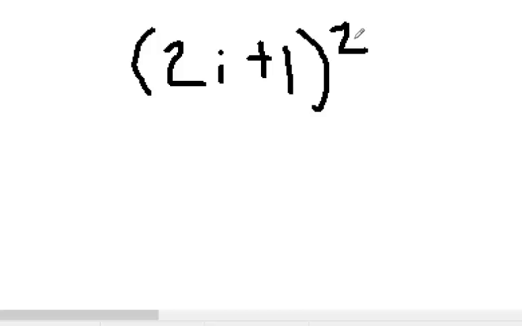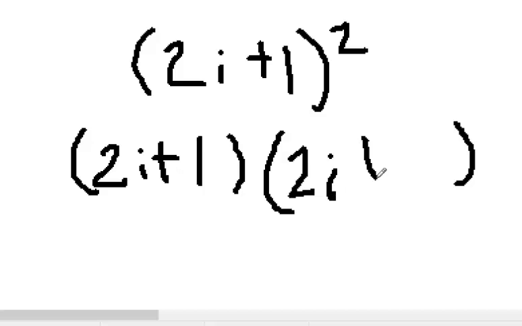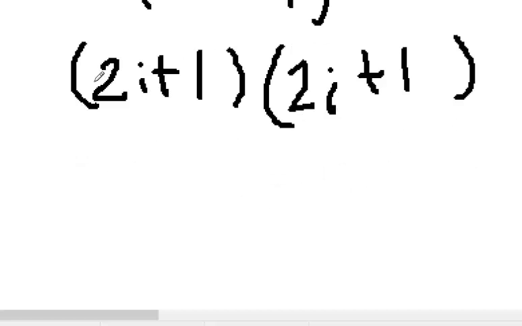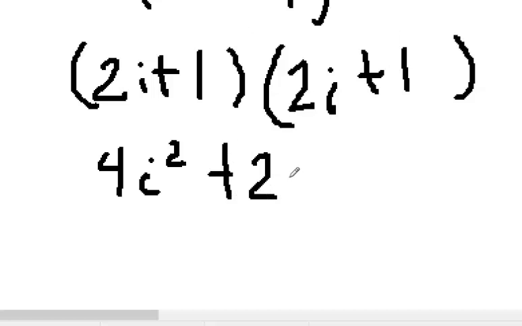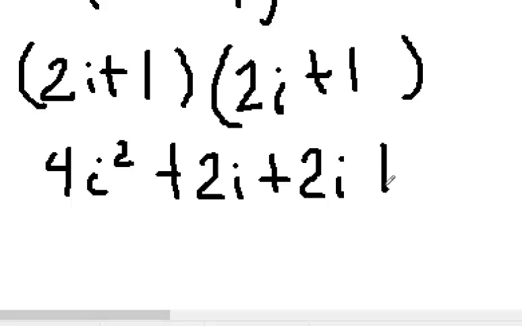Okay. The squared basically tells me that I am gonna have the parentheses twice. Okay, it's basically 2i plus 1 times 2i plus 1. So I'm going to use distributive property. 2i times 2i is going to be 4i squared. 2i times 1 is basically positive 2i. And I finished with this one, so now I'm going to multiply with 1. 1 times 2i will be positive 2i. And 1 times 1 will be plus 1.